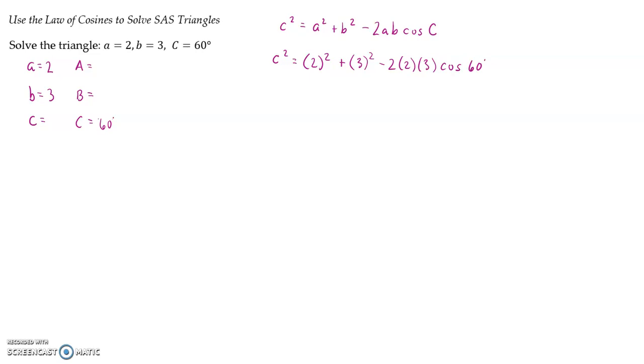Now that we've got everything plugged in, let's go ahead and simplify what we have. This is going to give us c squared equals 4 plus 9, minus 2 times 2 times 3, which is 12, times cosine of 60. So this is going to be 13 minus 12 times cosine of 60. And you're going to want to make sure that you follow order of operations here. Make sure you know that you're going to be multiplying the 12 times the cosine of 60 first before you subtract it from the 13.